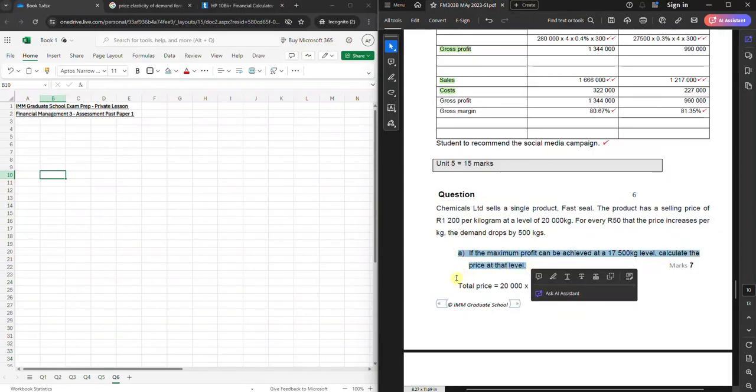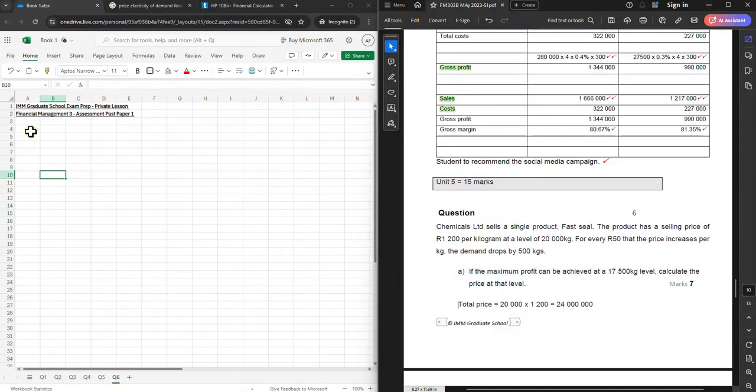Okay. So what does it say? So if the maximum profit can be achieved at 17,500 kilogram level, calculate the price at that level. So they obviously want us to know what the best price to sell a product at is. Yeah, so remember, just in terms of context, if we talk about financial management, this is a capacity constraint type scenario, because every business is going to be limited to a certain level of production based on their capex, based on their infrastructure, based on their resources, etc., etc.